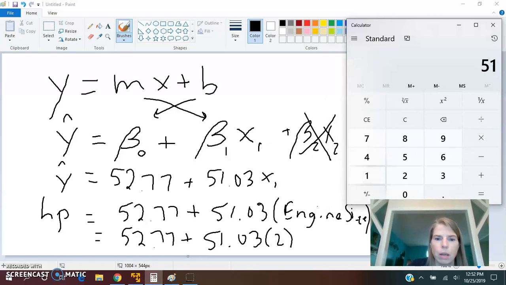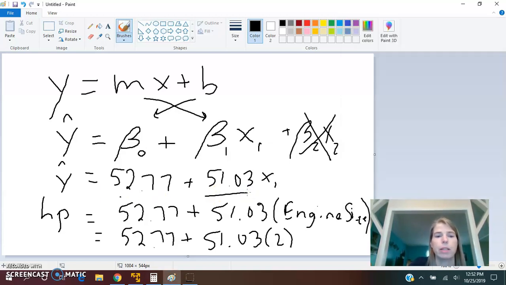So I've got 51.03 times 2. And then I'm going to add to that 52.77. And my prediction is 154.83. And they'll have to know what my units are for horsepower. I don't know if it's horses or watts or some other unit. I'd have to know that to be able to say something meaningful with this prediction. All right, so that's how we do it by hand. And when I did it by hand, I approximated these numbers just to make it easier.